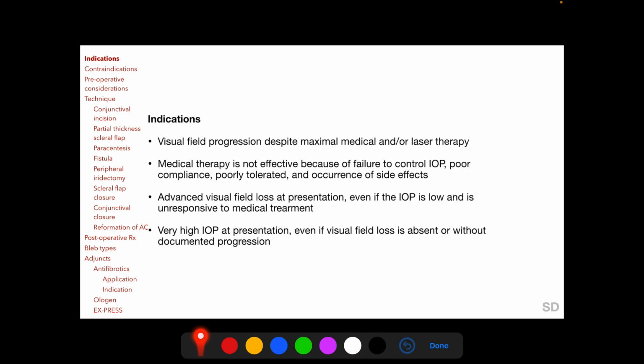Trabeculectomy is indicated when there is visual field progression despite maximal medical and/or laser therapy, when medical therapy is not effective either because of the medicines failing to control intraocular pressure or because of poor compliance from the patient or because of poor tolerance of the medications by the patient or because of occurrence of side effects, when there is advanced visual field loss even if the intraocular pressure is low and is unresponsive to further medical treatment, or conversely when the intraocular pressure is very high even if significant visual field loss or progression is not present.